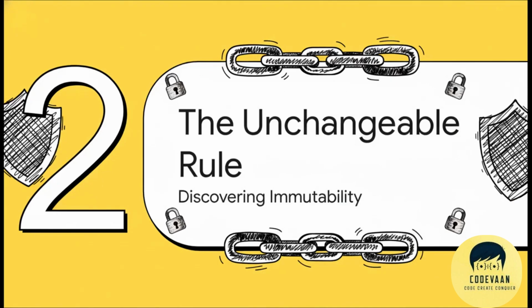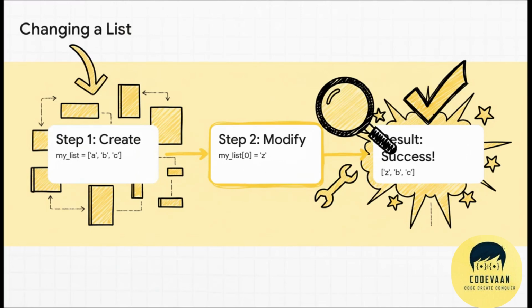All right, let's get to the absolute heart of the matter. The thing that makes a tuple, well, a tuple. We're about to explore its superpower, something called immutability. So first, let's just do a quick refresher on how lists work. We make a list, we can target an item by its index, in this case, index 0, the very first one, and we assign it a new value. And it works, just like that, the list has been changed. We call this being mutable.